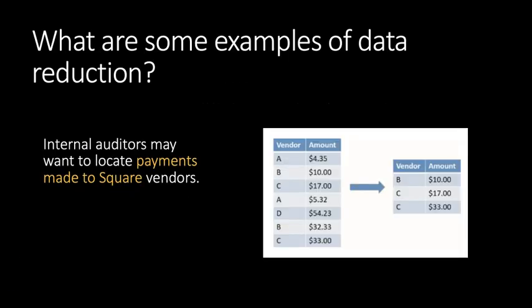So what is an example of data reduction? Let's assume the internal auditors come to a company looking for some types of data, but they only want to focus on the payments made to Square vendors, which are coded B and C in this data set. So data reduction means that we are only going to keep all the vendors related to the Square vendors, B and C. We're going to look at their amounts and see whether there are any abnormalities in those data.